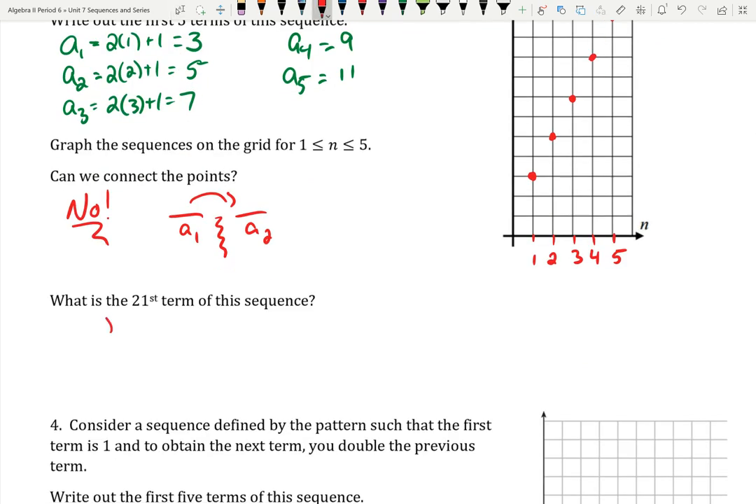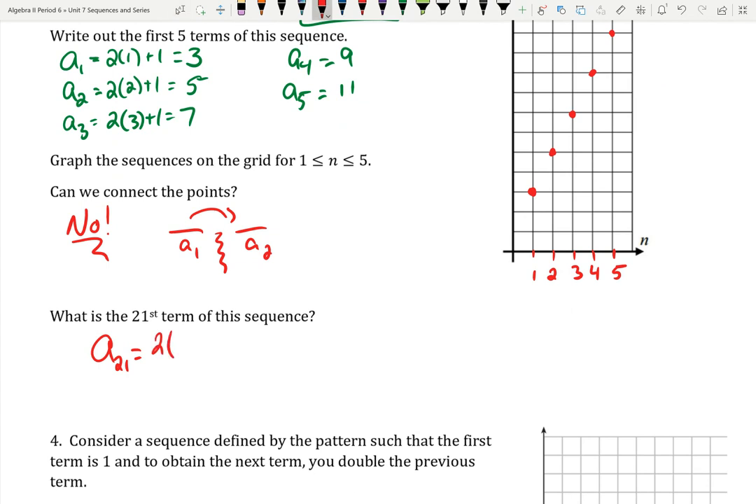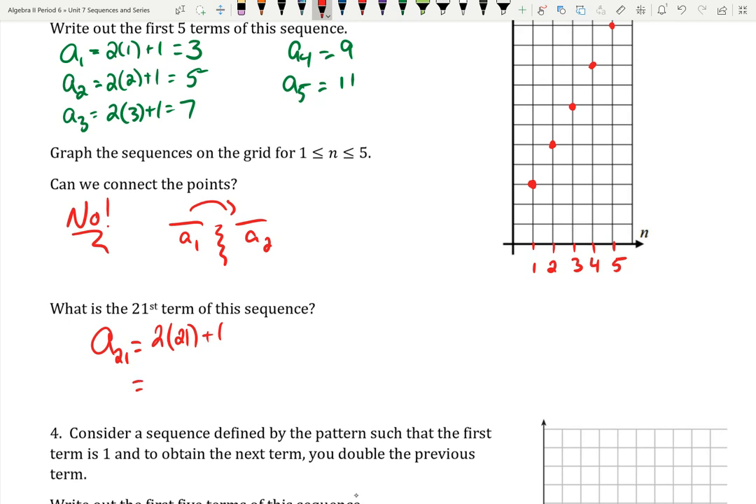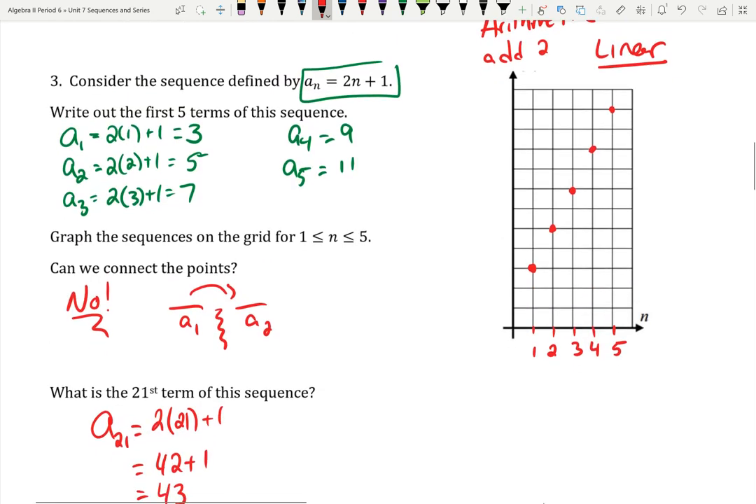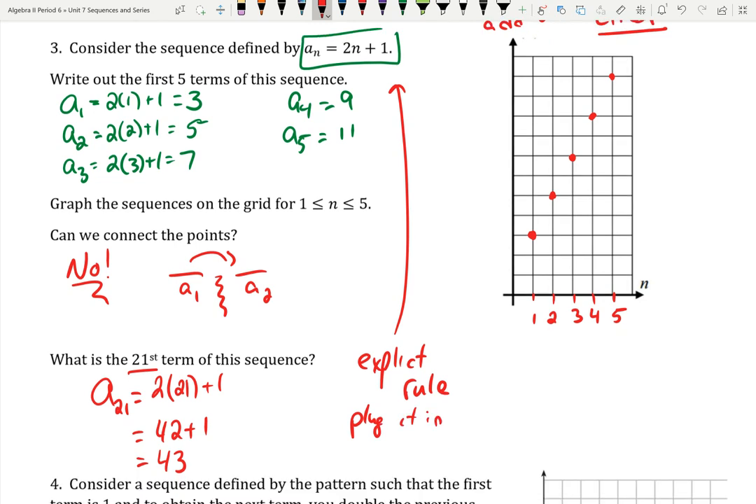What's the 21st term? A sub 21. Well, we play everyone's favorite game. Plug it in. Oh, I'm going to miss that, guys. I'm going to miss when all of you yell answers back to me. But that's okay. We can still do it virtually. I'll just pretend like you all did it enthusiastically. So the 21st term in that list is 43. The beautiful thing about this rule here, this is called an explicit rule. And if I want the 21st term, you plug it in. That's just some more vocab we're going to be talking about later on.